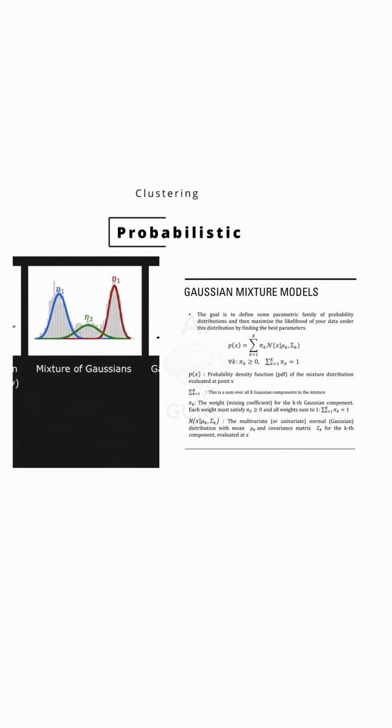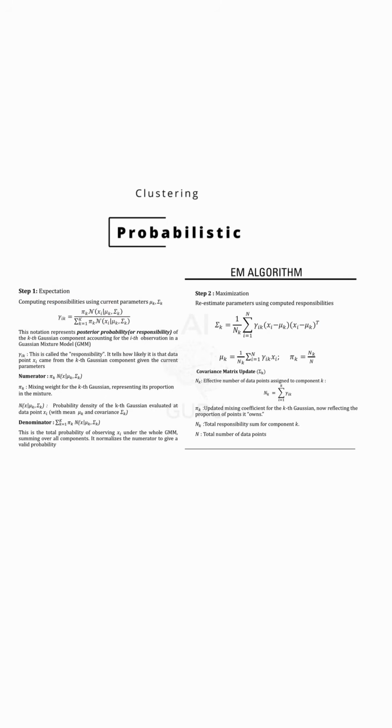So how does the model figure out the parameters, the means, the covariances, the weights for these underlying Gaussian distributions? It sounds complex. It is, and it can't be solved directly analytically.